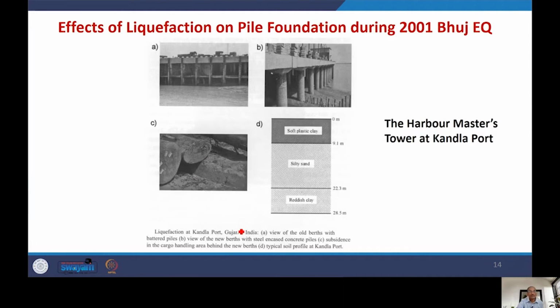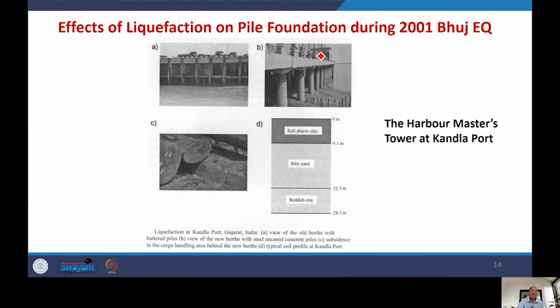So you have a view of the old berths with battered piles here. Then you have new berths with still encased concrete piles. So it is at A and B. And then you have subsidence in the cargo handling area behind the new berths. This picture is from the 2001 Bhuj earthquake. That is from India only.